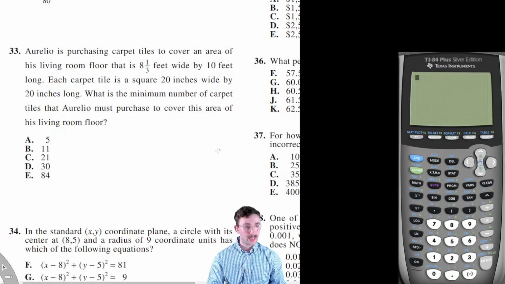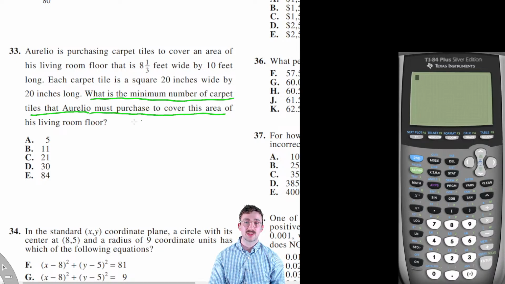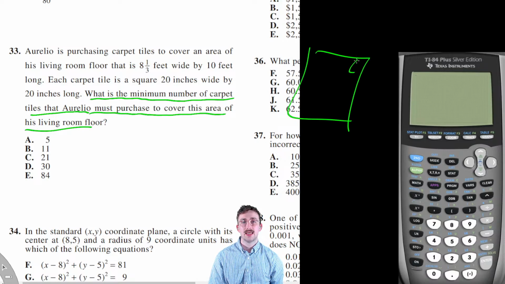But what they're getting at here is, what is the minimum number of carpet tiles that Aurelio must purchase to cover this area of his living room floor? So basically they're giving us a big area like that, and then each of the tiles is like one little guy like that. And so we just need to find out how many of those work.